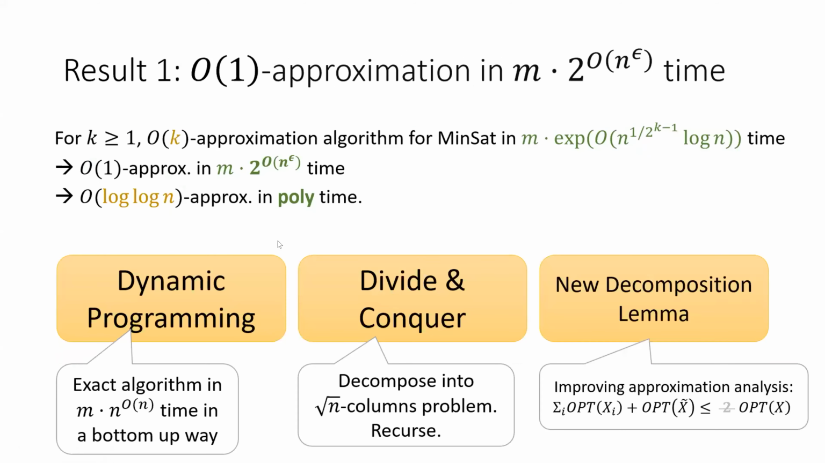And just very quickly, some statement of the results more clearly. The first result is actually a trade-off, which says that for any k, we can get an approximation algorithm with this running time. M is the number of rows, and this is something exponential. When k is a large constant, you get something like sub-exponential time. And when k is log n, you recover what is known, the log n approximation in polynomial time.